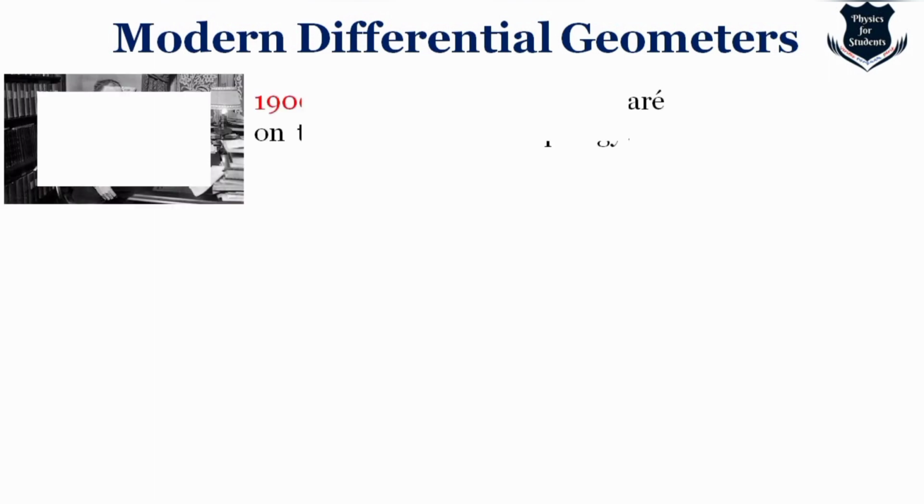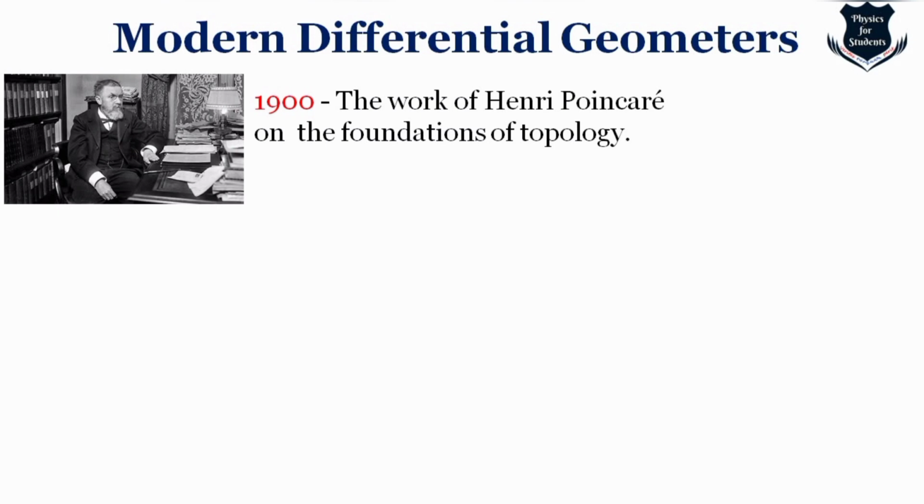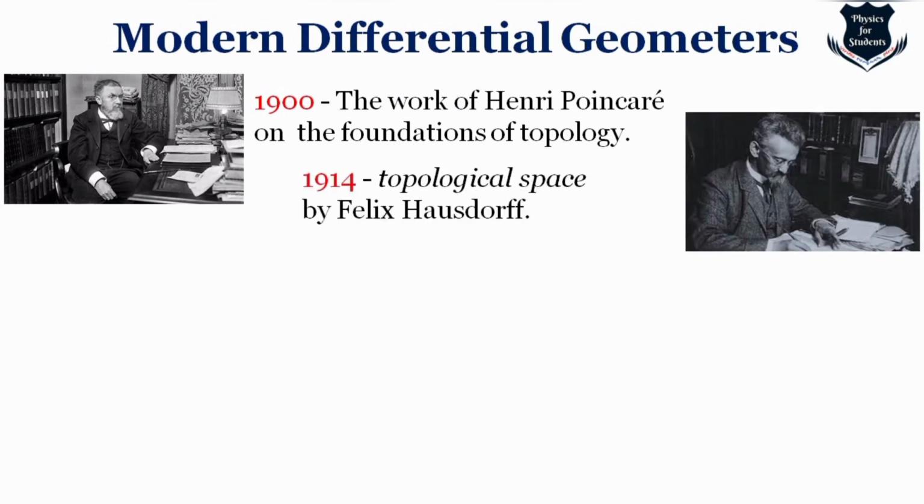Well, modern differential geometry emerged early in 1900 along with the foundational contributions of many mathematicians, and among them first we encounter Henri Poincaré on the foundations of topology around 1900. So we see Henri Poincaré's contribution in terms of topology first laid the foundation stone for differential geometry.